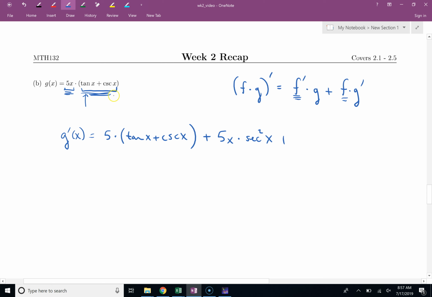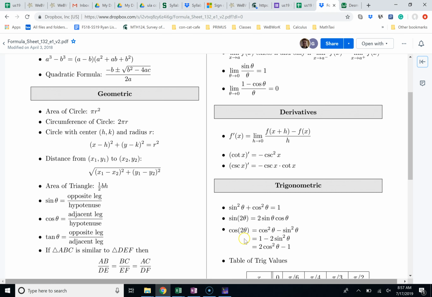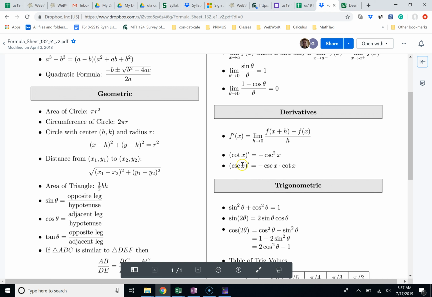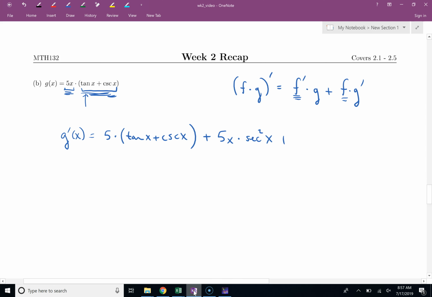Plus, we also need to take the derivative of cosecant of x. This is one that we don't require you to memorize, right? We're only having you memorize a couple of them. This one's actually on the formula sheet. So if I go back, the derivative of cosecant of x is going to be negative cosecant times cotangent. So we're going to have negative cosecant times cotangent.